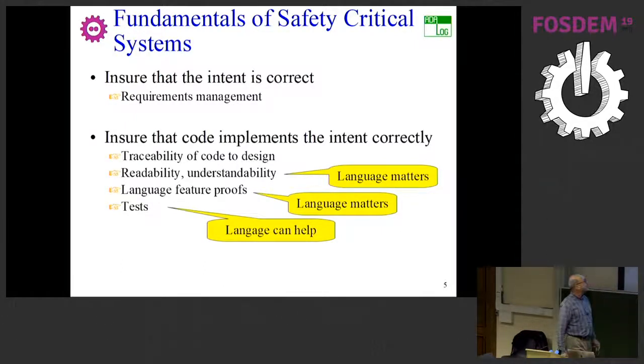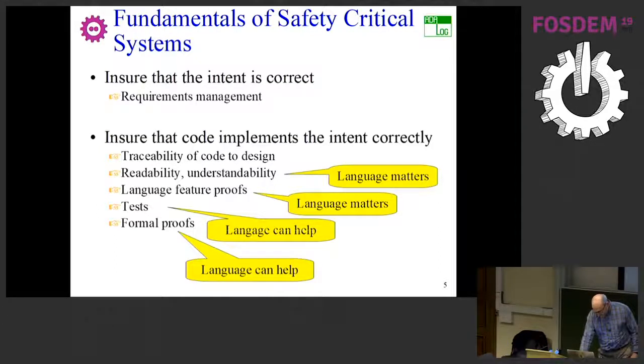Tests are still needed, of course. And the language can help in writing tests by making sure what needs to be tested and what is obvious. And the best thing is if you can have formal proofs. And of course, formal proofs need specialized language for that kind of development.